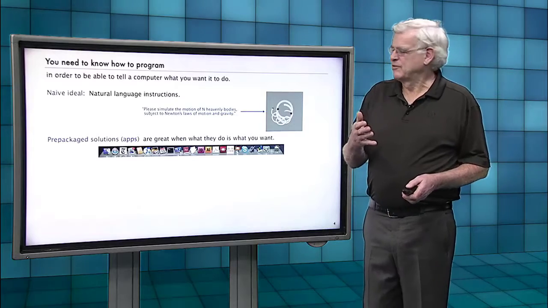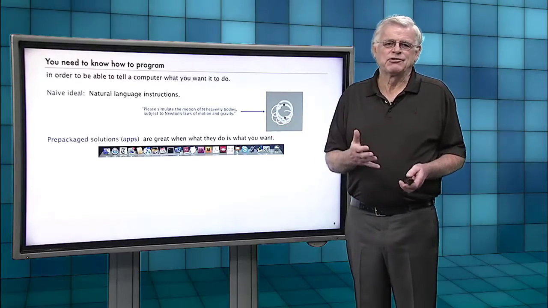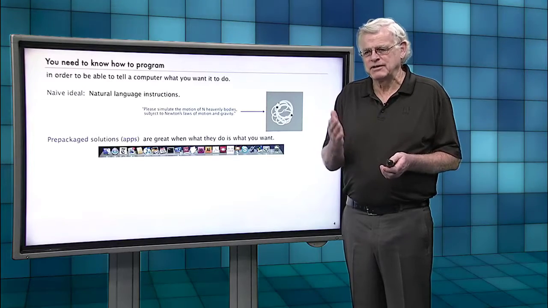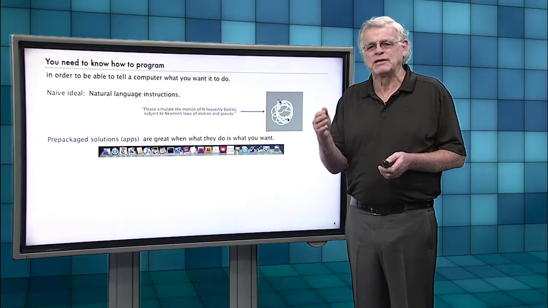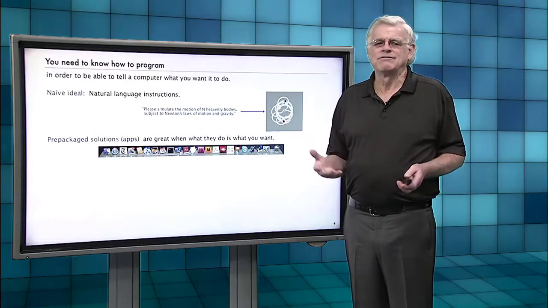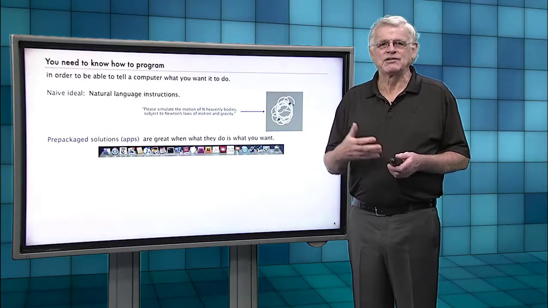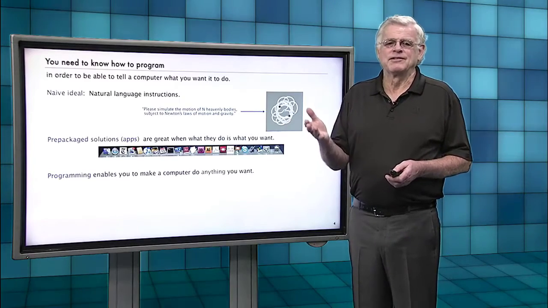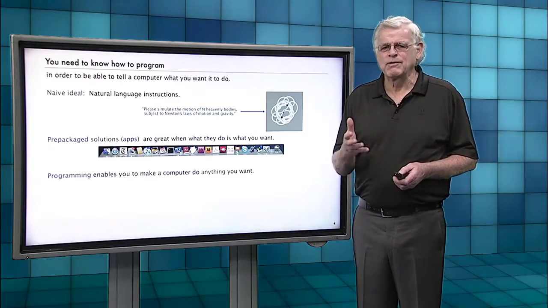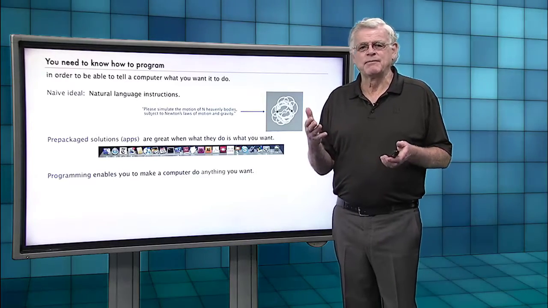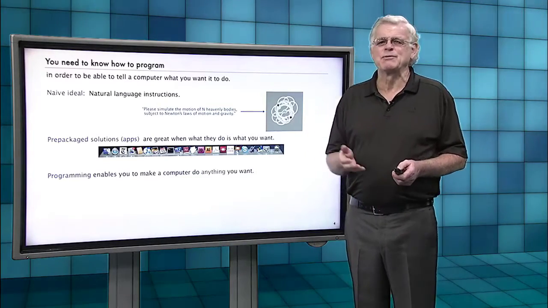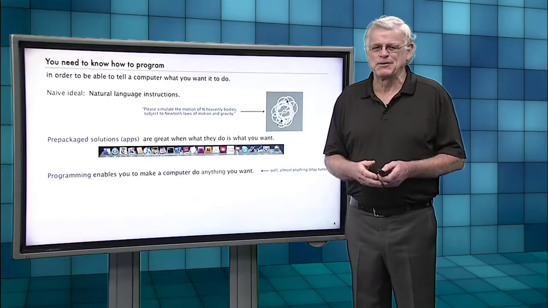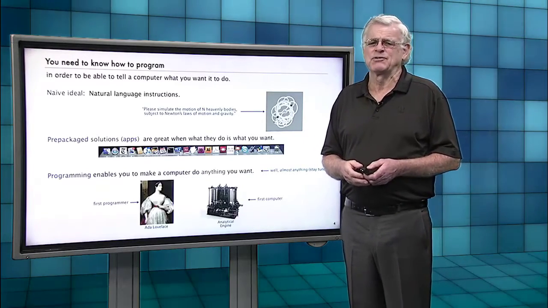Another alternative is maybe there's a prepackaged solution or an app that does. It's fine to have an app if it does what you want done. And we all have our computers and our mobile devices littered with apps of all different types. But there's lots of things that there's no app for. What programming enables you to do is to make a computer do really anything you want. Well, almost anything, and we'll talk at the end of the course a little bit about the limitations.